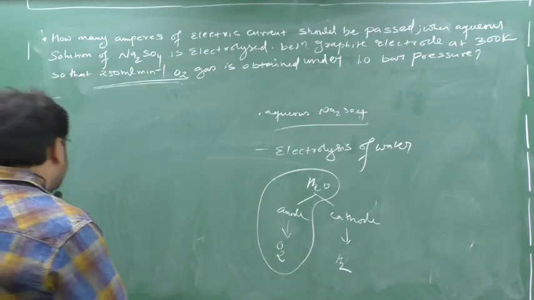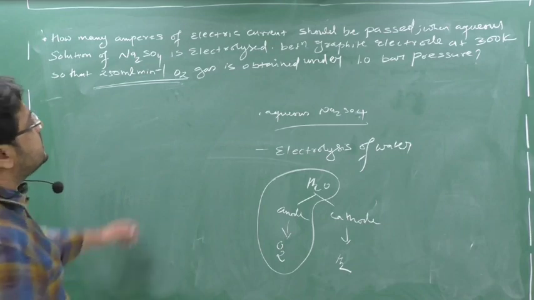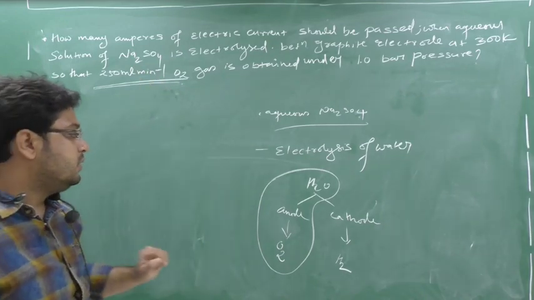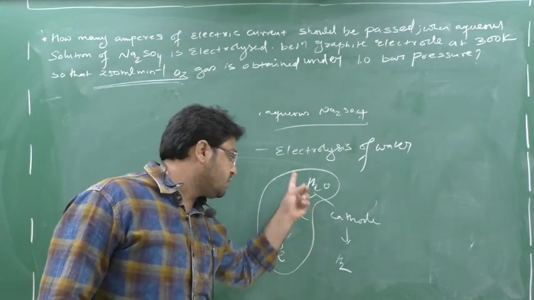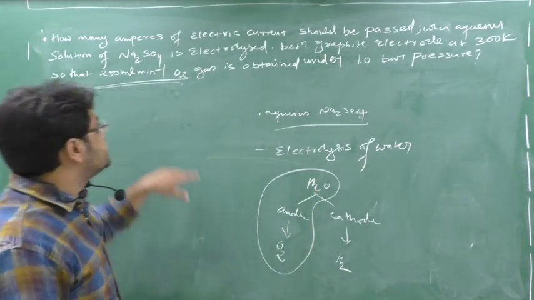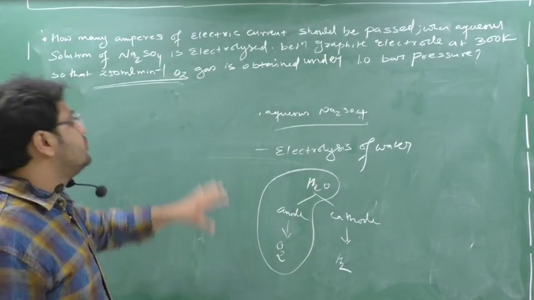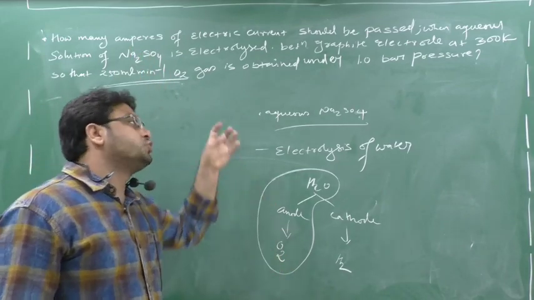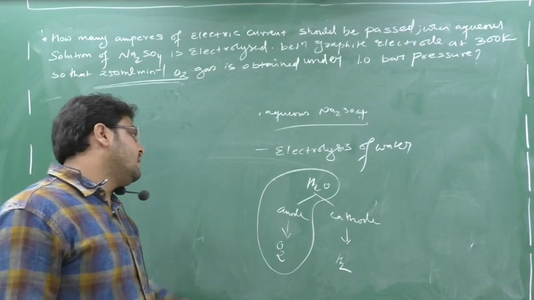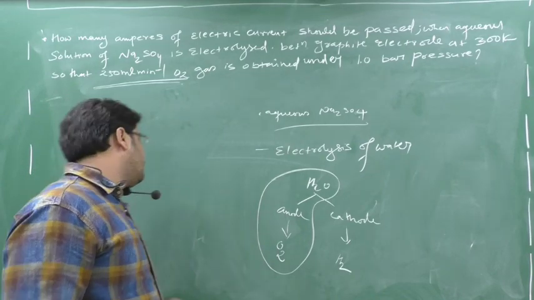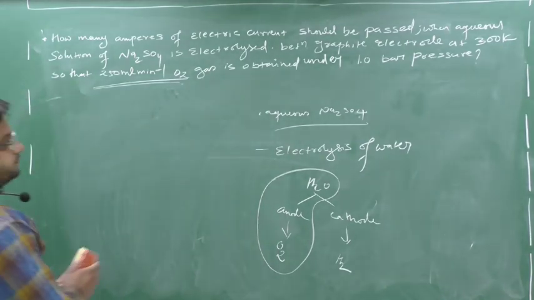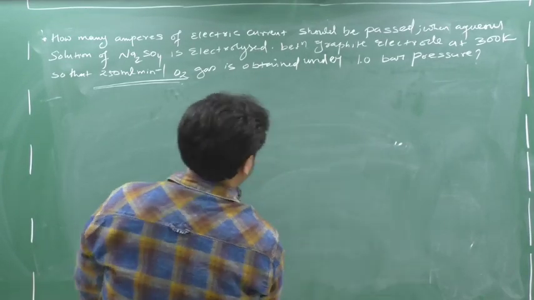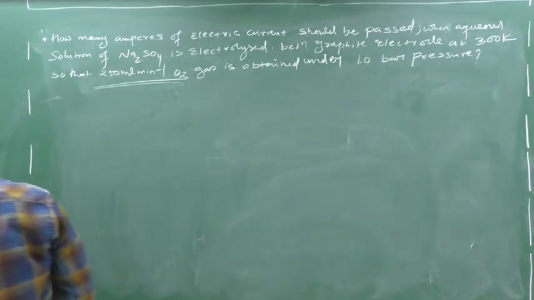Please remember this part. If instead of O2 gas it was hydrogen gas, then we would have to take the cathodic reaction of water to solve the problem. But instead of H2, they have given O2. O2 gas is coming at the anode. So the question itself says solve the problem by taking the anodic reaction of water. Clear? Now I hope you understood.